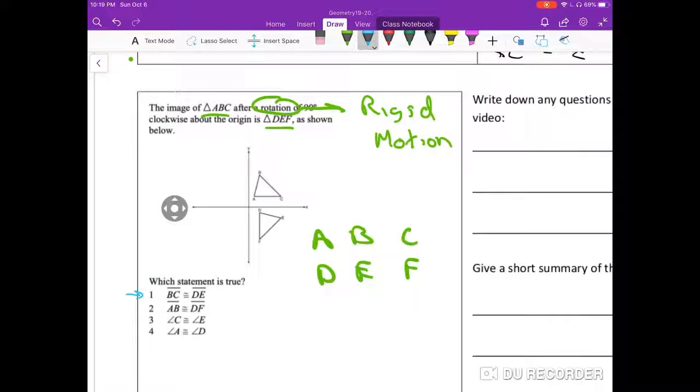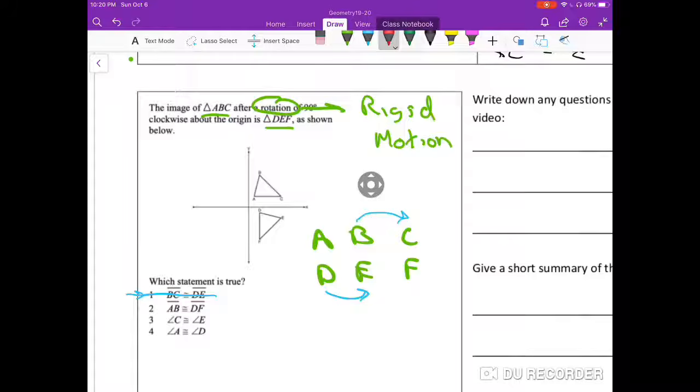Does B to C correspond with D to E? I would say no, because B doesn't line up with D here, and C doesn't line up with E. This is not the right choice.